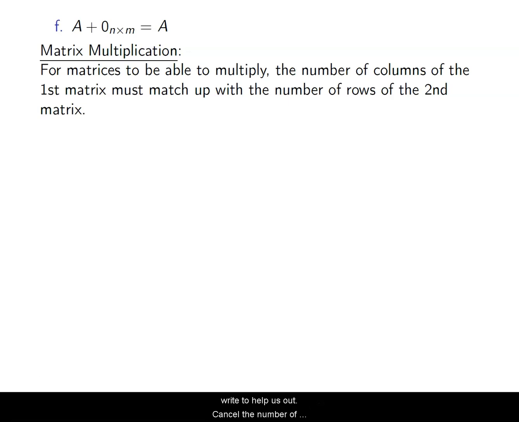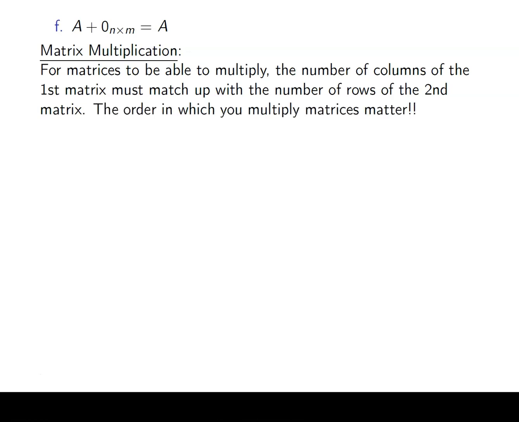Okay, so the number of columns of the first one and the number of rows of the second one have to be the exact same number. If they are not the same number, you cannot multiply them together. That is the only condition you need in order to multiply matrices, right? Is that those two numbers are the same, okay?